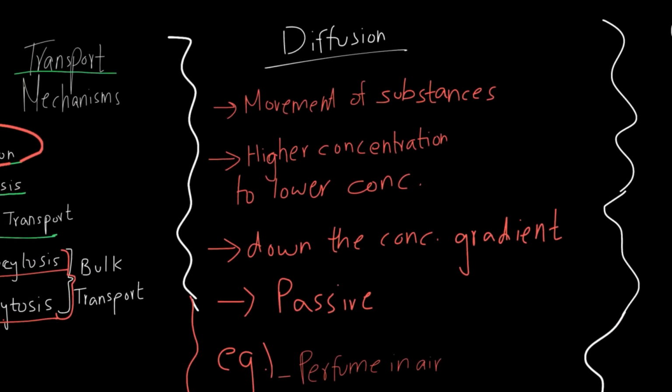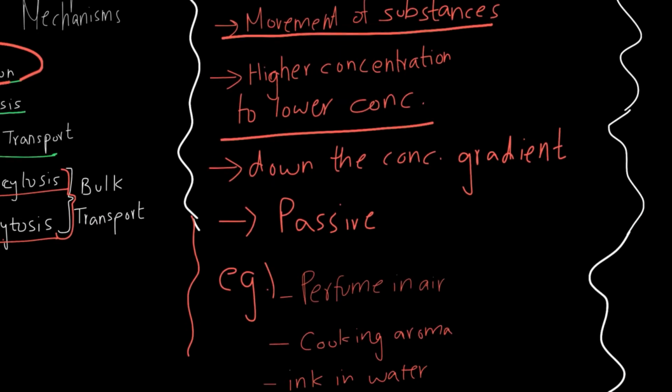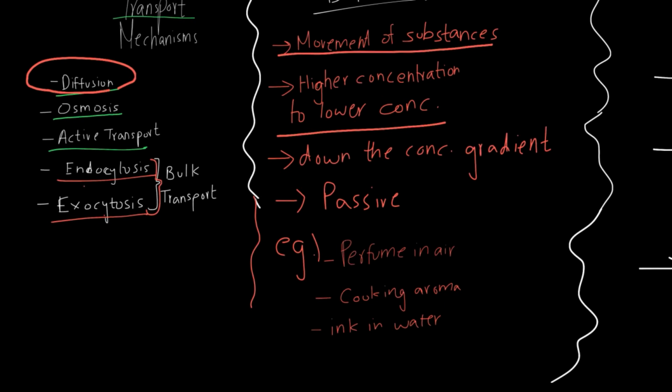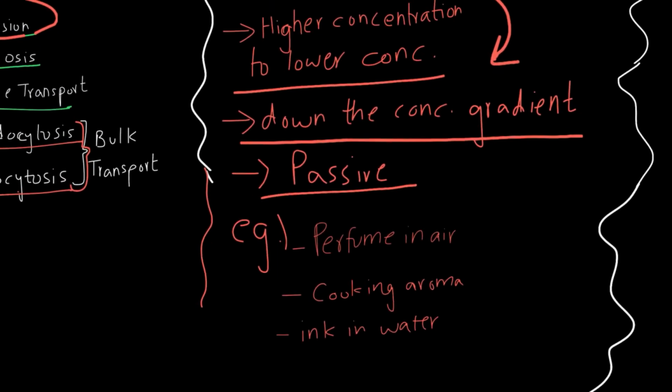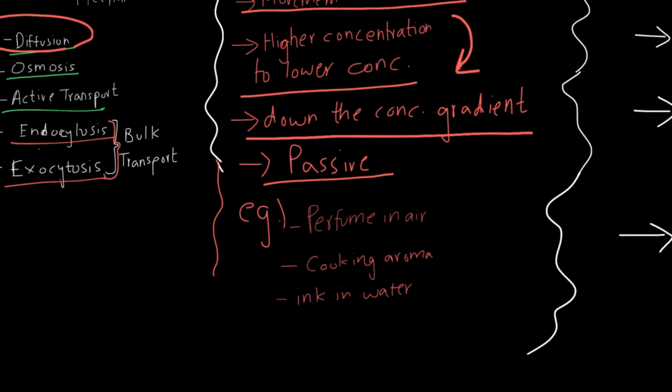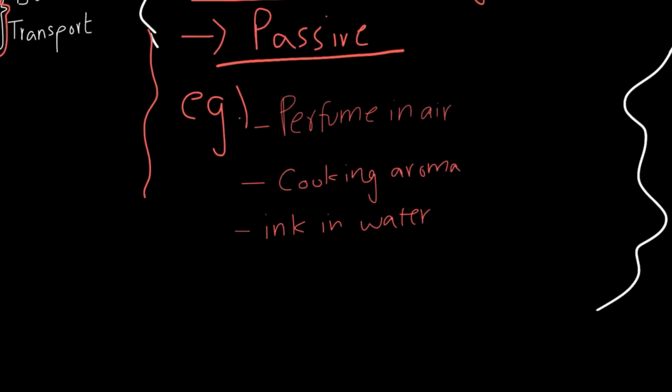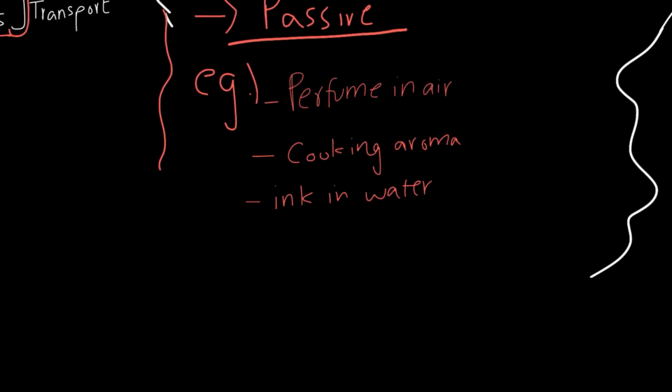So what is diffusion? It is the movement of substances from a higher concentration to a lower concentration. This is a definition that we've learned a couple of times, and it's down the concentration gradient. That's what this signifies: higher concentration to lower concentration, and it's a passive transport mechanism. So, for example, unlike active transport, it doesn't require energy; it happens on its own. A few examples I stated right here: perfume in air, cooking aroma, and ink in water.